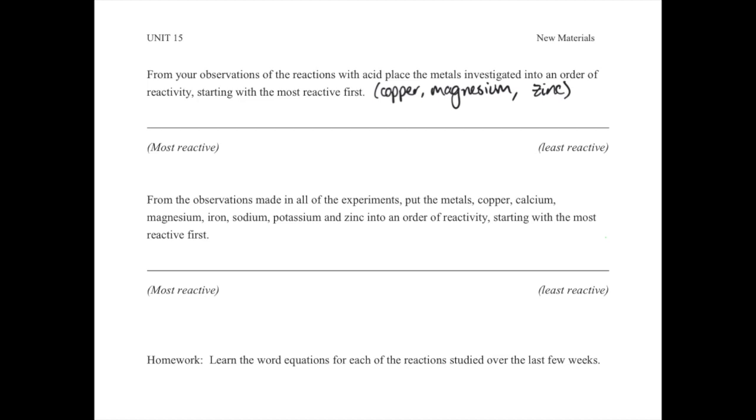And then the next part asks you from the observations made in all of the experiments. So that is from lesson 1, 2 and 3. Put the metals copper, calcium, magnesium, iron, sodium, potassium and zinc into an order of reactivity, starting with the most reactive first. So you might want to look at your order of reactivity that you came to a conclusion of last week, and then factor into your decision the observations from today's reactions as well. So again, listing those metals from most reactive to least reactive.